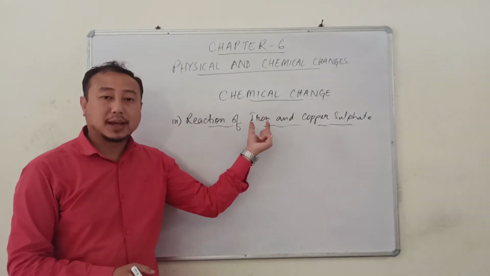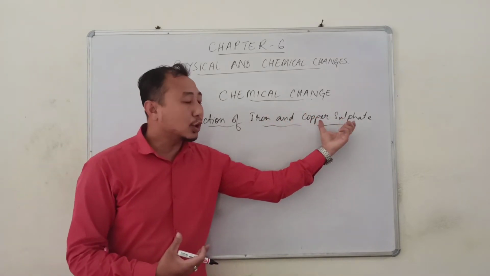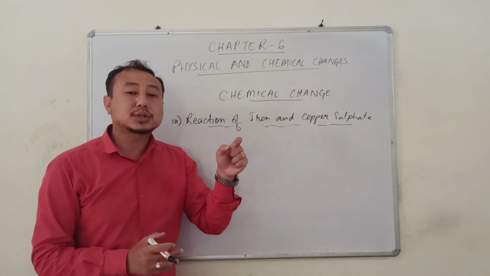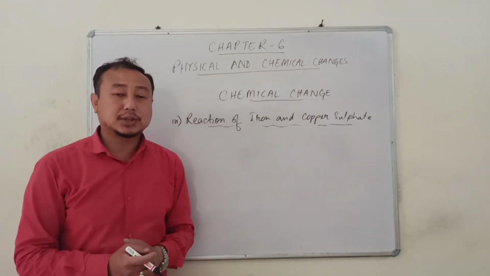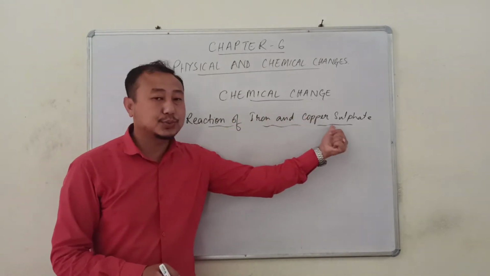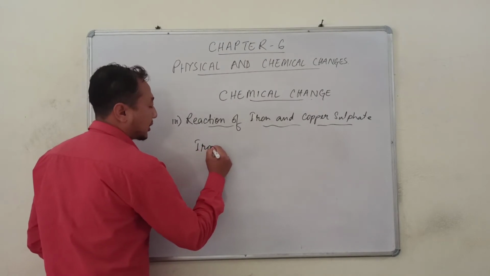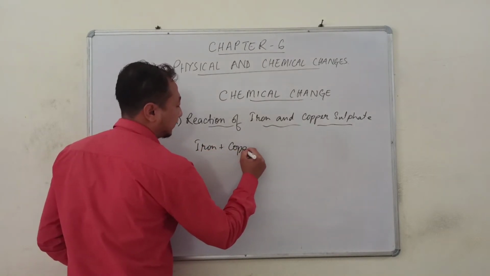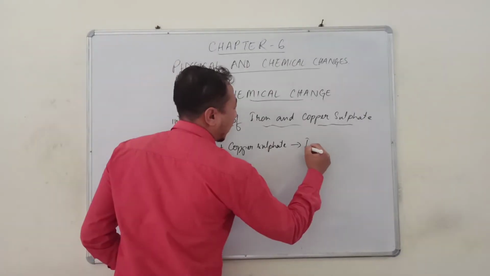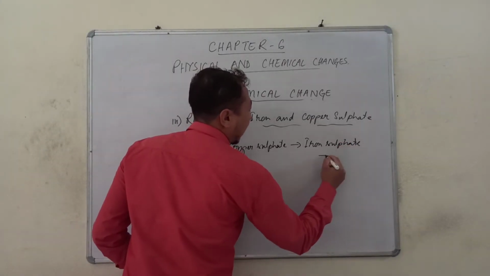Iron is an element, a metal, which is very common and very familiar to us. And copper sulfate is a chemical compound which has a blue color and it looks like the sugar that we use in the kitchen. So now let us see the changes that take place when iron reacts with copper sulfate. When iron is reacted with copper sulfate, it forms iron sulfate and copper.